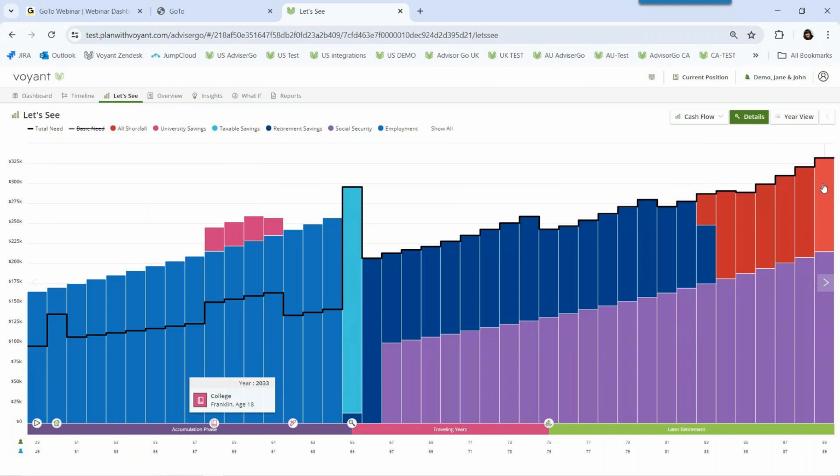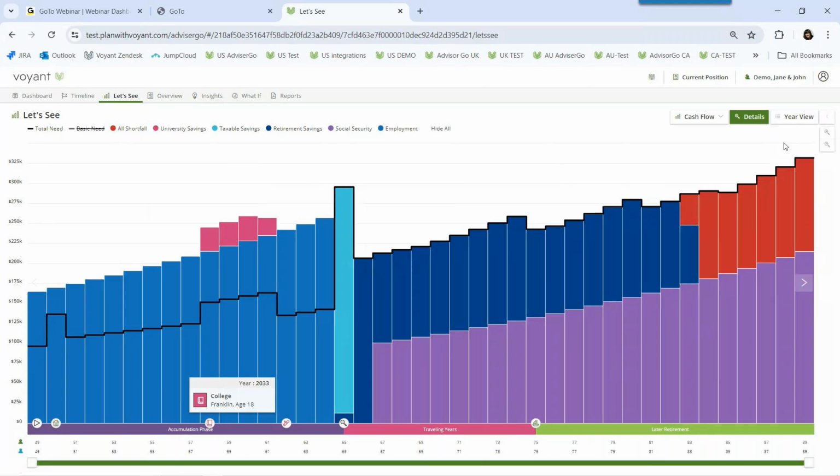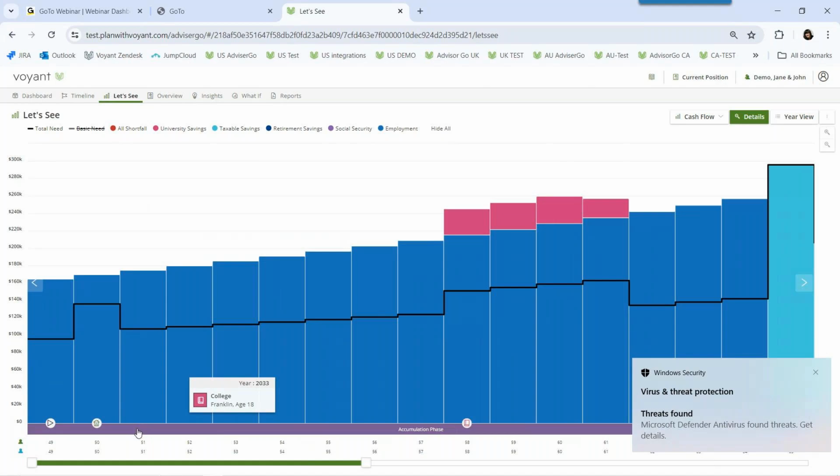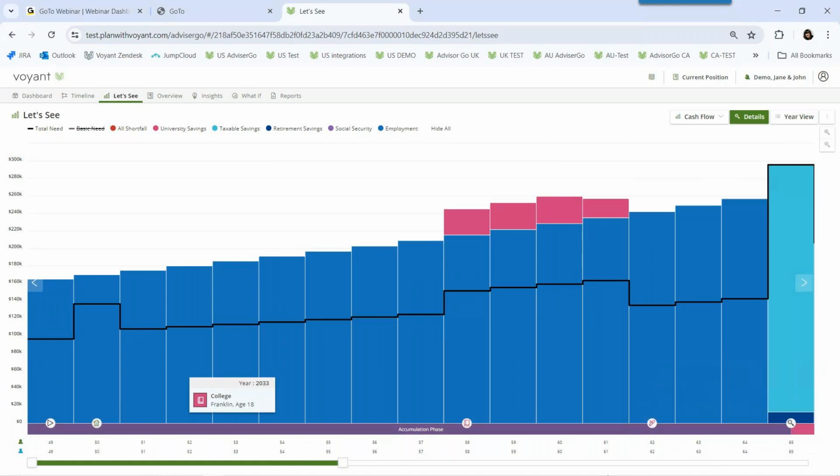You can use the Zoom function here. By turning that on, you can select a specific stage in the plan. So if you wanted to talk about what's going on in their accumulation phase, this is where they are in their life stage right now.